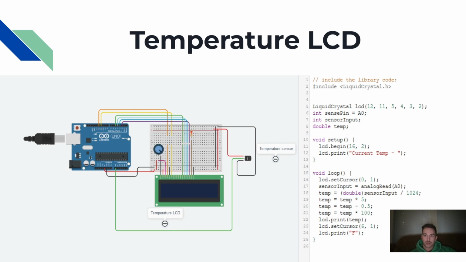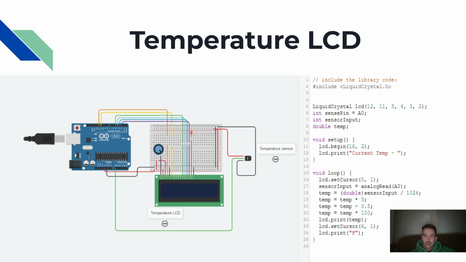We have the LiquidCrystal library, which allows the Arduino and the LCD screen to work in conjunction. We have the LCD set up on pins 12 and 11, as well as pins 5, 4, 3, and 2. Then we have the sensing pin for the temperature sensor set at analog 0.